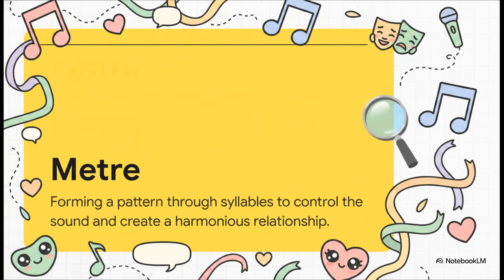The foundational element for adding rhythm to your dialogue is meter. Meter is made use of by paying attention to the syllables in each word and forming a pattern. As a playwright, when you use meter, you literally control the sound of the entire scene. You create a harmonious relationship between the words. Notice how the rhythm of my voice just changed right there? That is the power of meter. It gives your dialogue a musical heartbeat.